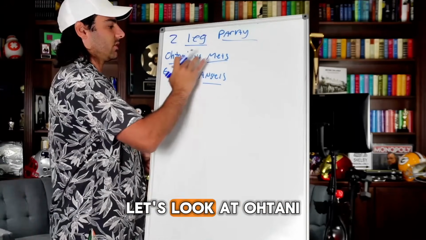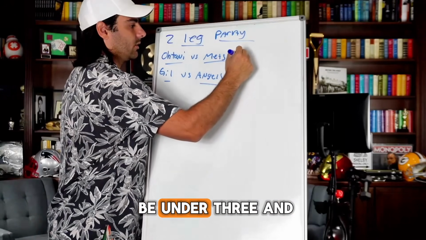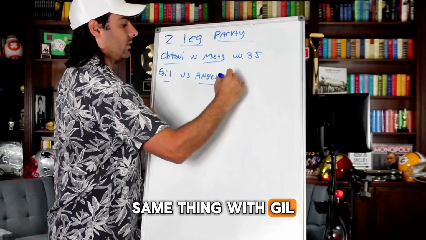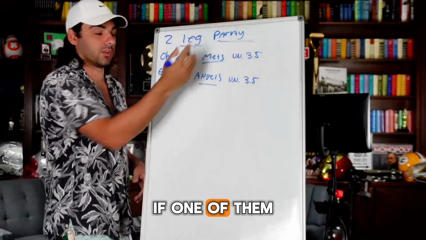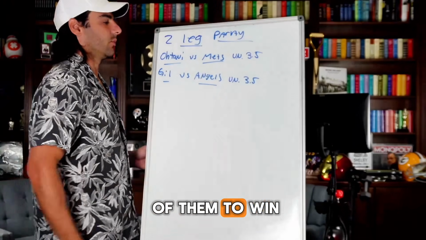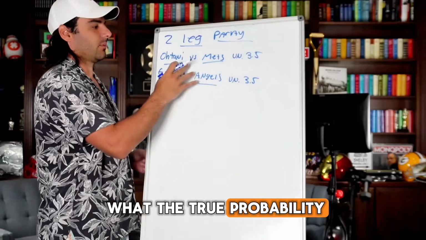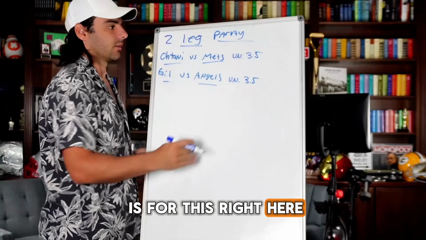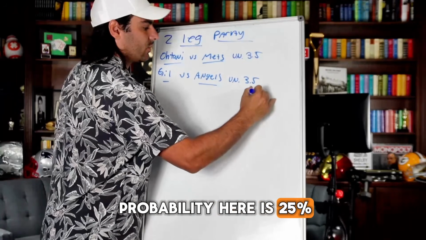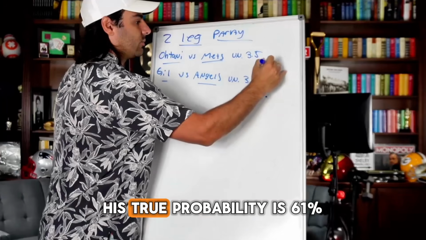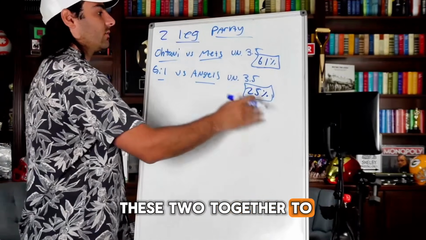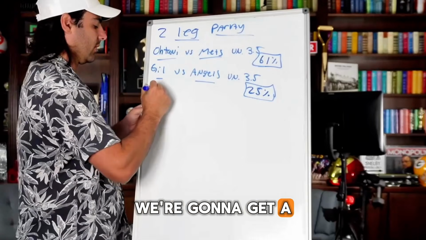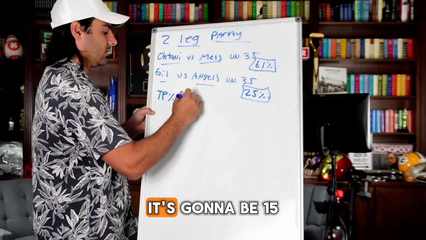Okay, so first off, let's look at Ohtani. His number is going to be under 3.5. Same thing with Gil. They're both actually the same thing here. Both going to be under 3.5. If one of them gets 4 hits, you end up losing because you need both of them to win. Okay, now let's find what the true probability is for this right here. For Gil, his true probability here is 25%. His true probability is 61%. Now, when we put these two together to make a 2-leg parlay, we're going to get a true probability percent, okay? It's going to be 15.